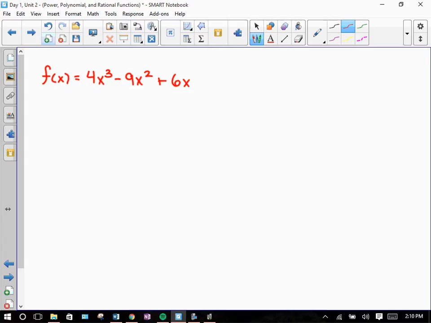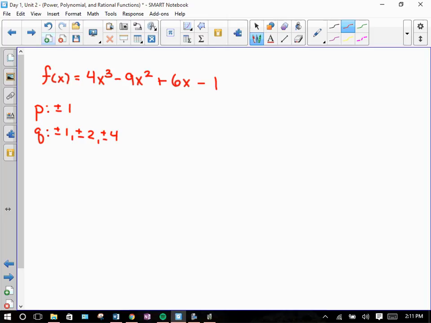Alright, so first things first, we need to find the factors of our constant. Our factors of our constant are going to be plus or minus 1. And our factors of our leading coefficient are going to be plus or minus 1, plus or minus 2, plus or minus 4. Sounds good, doesn't it? Everyone's good at this part.